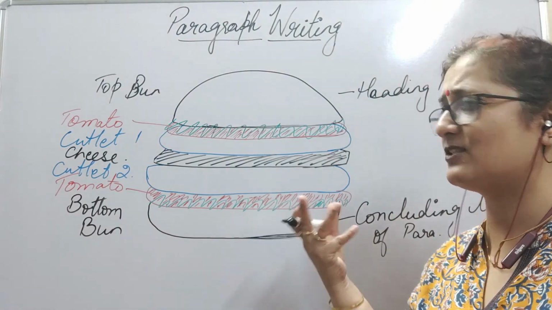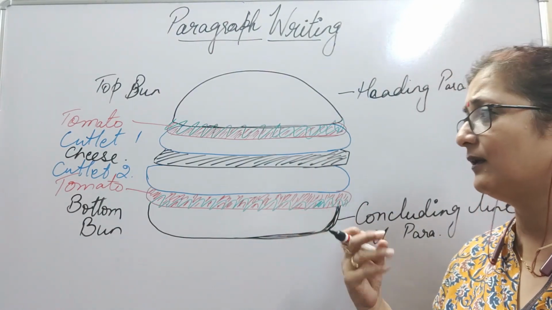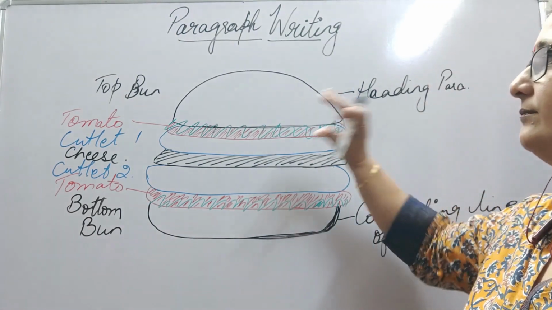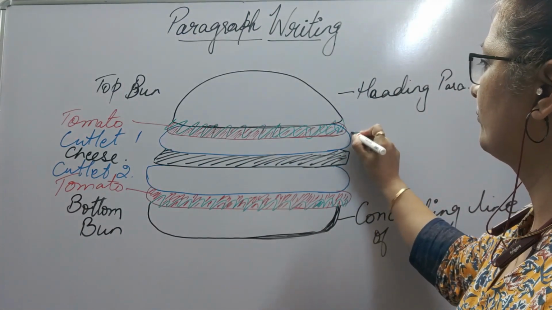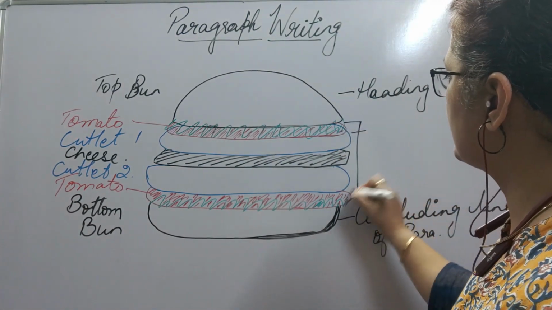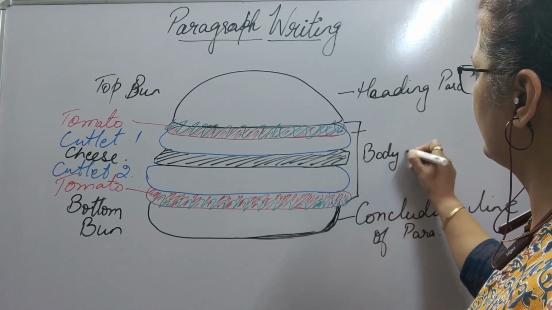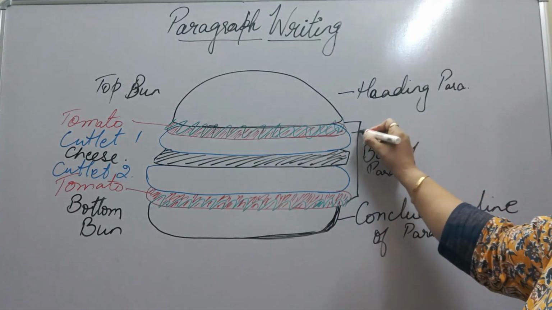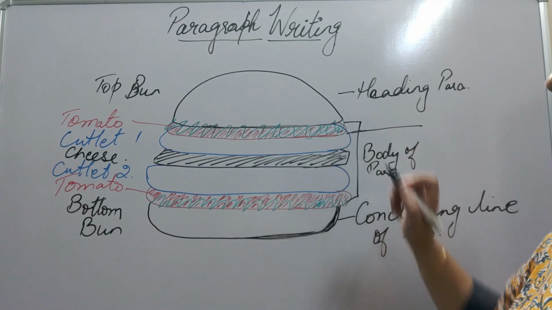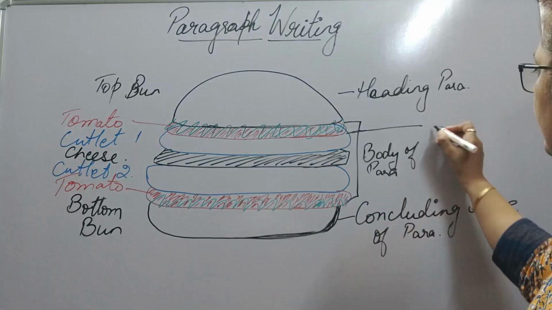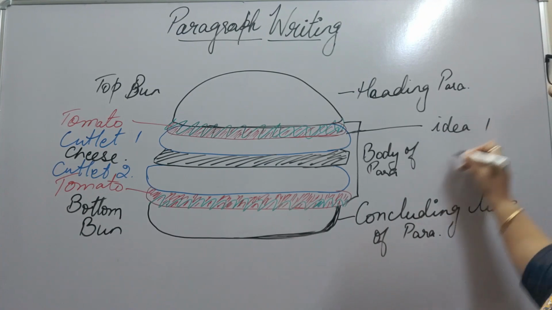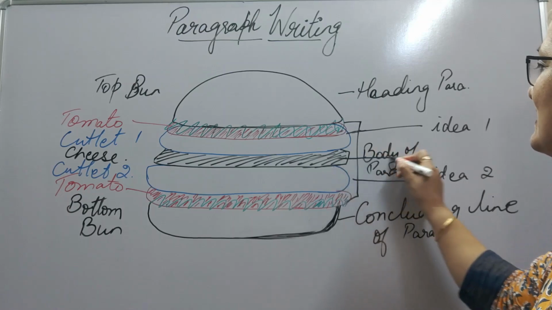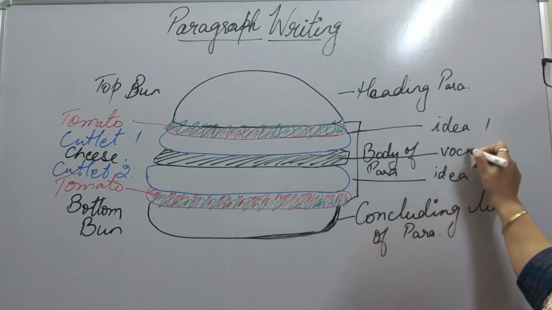Now, what are these things in between? The seasoning, the cutlet, the sauce, the different flavored sauces, and the different kinds of seasonings which are put inside. Well, this entire part is the body of the paragraph. But further it has been divided like this. Let's take the first cutlet as the first idea of the paragraph, idea 1. This can be idea 2. And the cheese in between is good vocabulary.